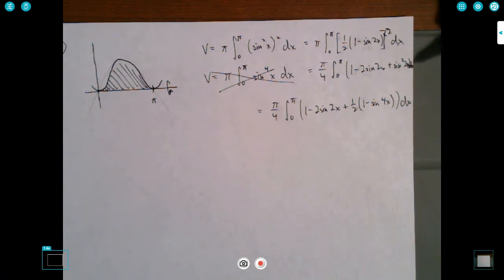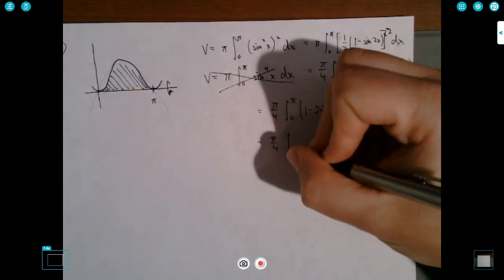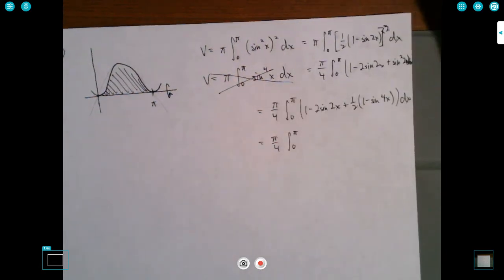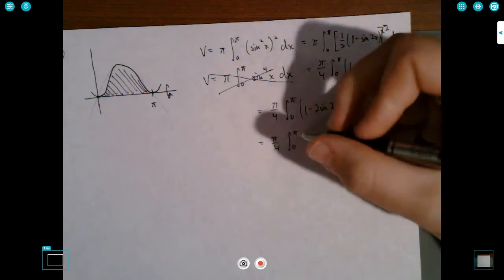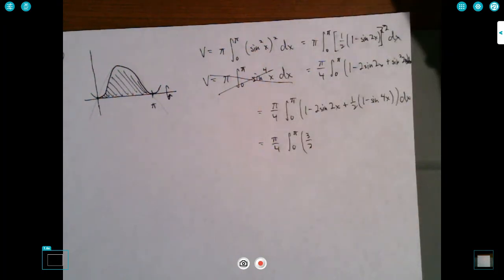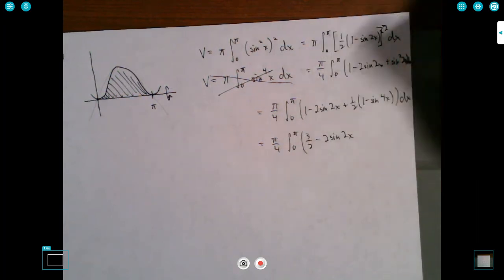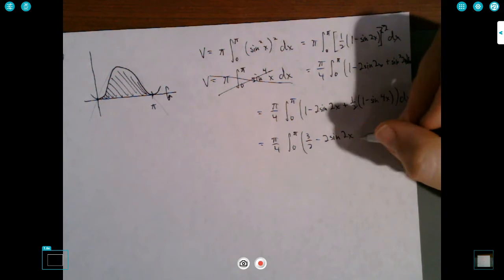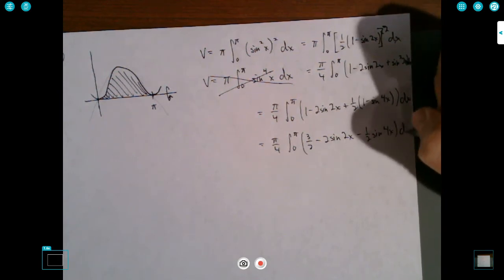So now at this point I'm going to kind of cut to the chase because you've got the idea now. I mean, well, maybe I'll take it a step further. Because if I distribute the 1/2, I've got a positive 1/2 plus a 1. That's going to give me a 3/2 for my leading term. And then I'll have a minus 2 sine 2x. And then I'll have a minus 1/2 cosine 4x dx.